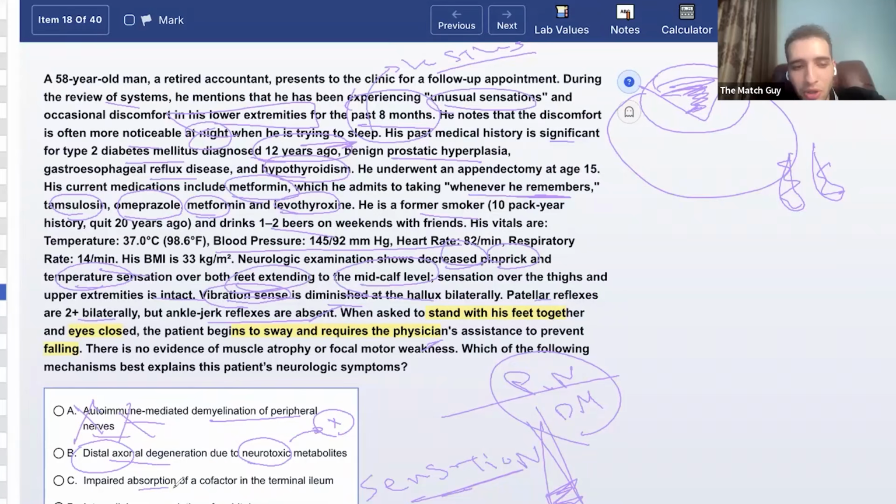Is it impaired absorption of a cofactor in the terminal ileum? That's B12. Can B12 cause peripheral neuropathy? Yes. But is there any risk factor for B12? No. B12 deficiency can happen from metformin use, but this person is not even taking his metformin. So it's not the probable diagnosis. Okay. Intracellular accumulation of sorbitol, that's a cataract. No, that's a cataract, so no.